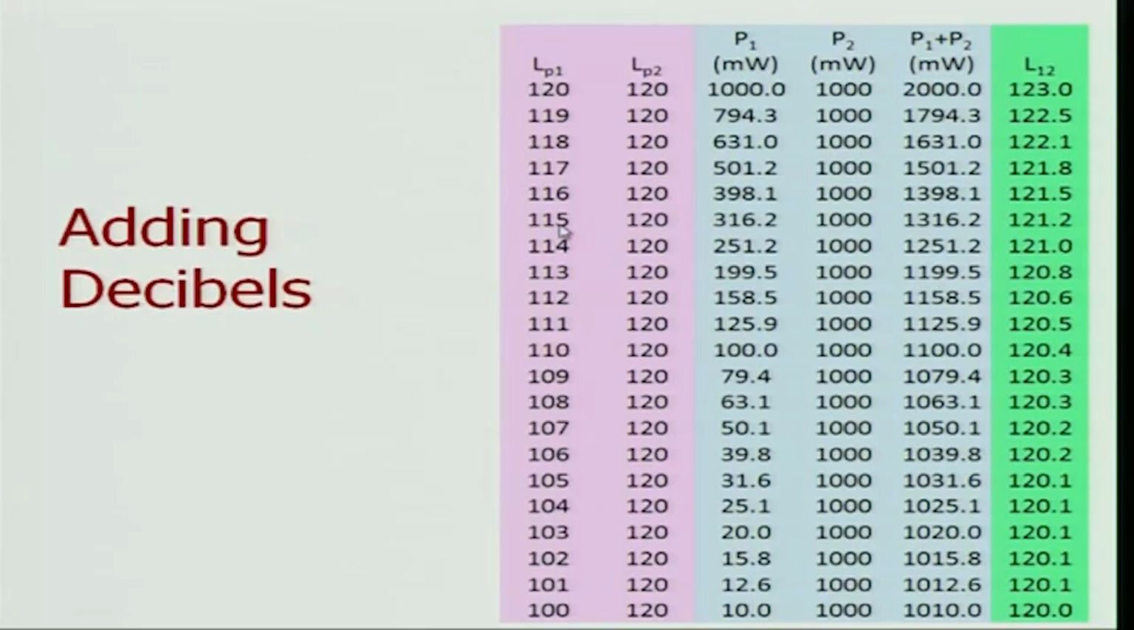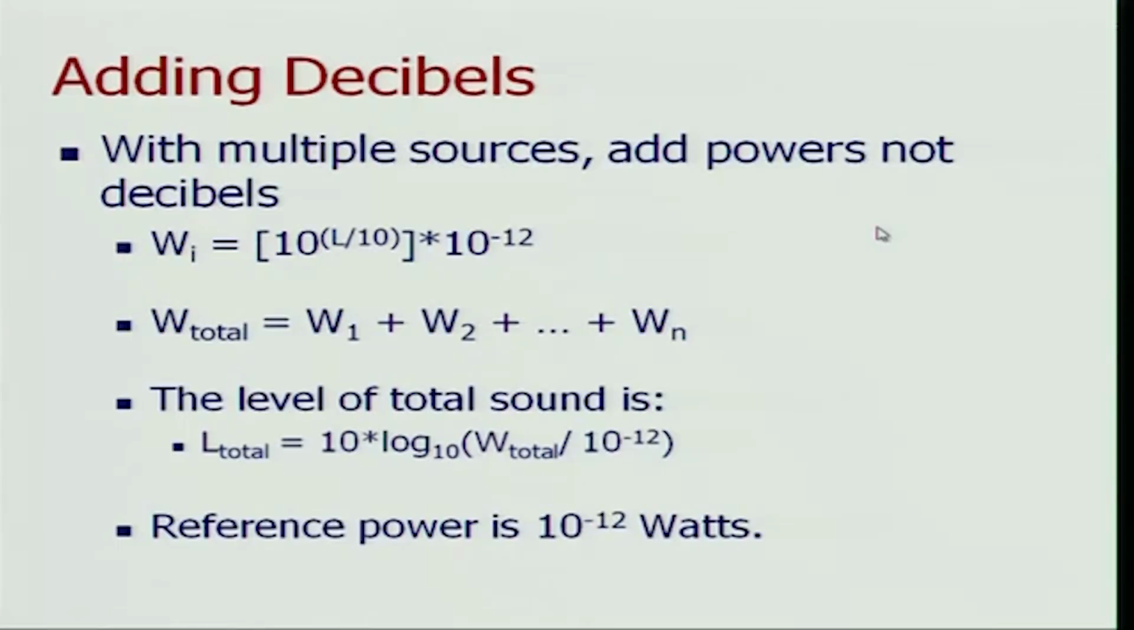Let's take another example. The first source is 115 decibels, the second source is 120 decibels. The wattage corresponding to the first source is 316.2. You back calculate it using the formula, and the wattage corresponding to the second source is still 1000. Total wattage is 1316, and from that you calculate that it's 121.2 decibels. So even though the wattage went up by 30%, on the decibel scale it went up by about 5 dBs. This is something very important to understand. What this chart shows is how two sources add up, and now we will actually do an example.